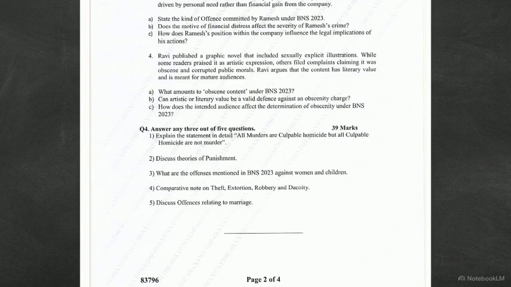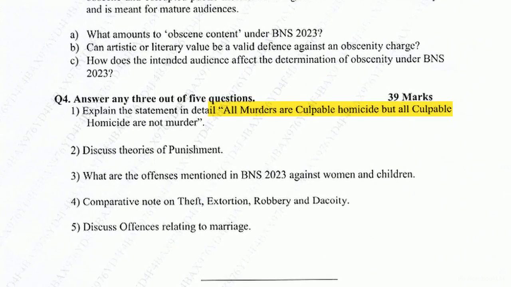Look at this actual exam paper. Question 4.1 asks you to explain the classic distinction. All murders are culpable homicide, but all culpable homicide are not murder. The examiner expects you to apply the precise statutory probability thresholds distinguishing these offenses.